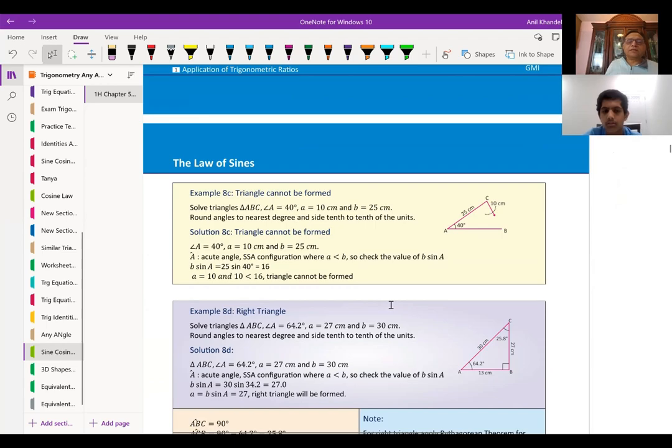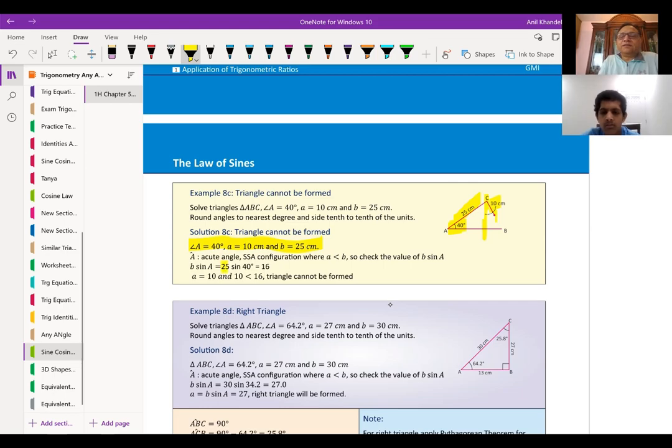Now, here's another example. Can you please read the example? Okay. Solve triangle ABC. Angle A equals 40 degrees. Side A equals 10 centimeters. And side B equals 25 centimeters. Round the angles to the nearest degree and side length to the tenth of the units. So in this case, again, we have an angle, which is an acute angle, and side A is less than side B. We have to see, as compared to the leg of a right triangle, is it long enough to form a triangle?